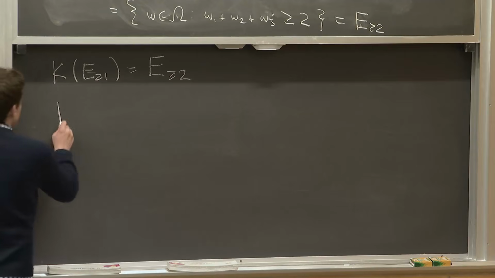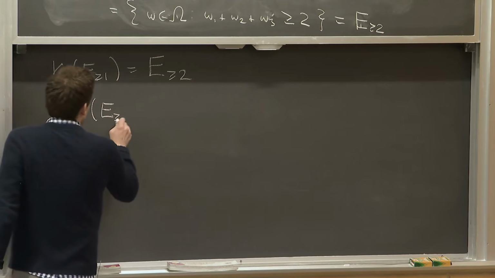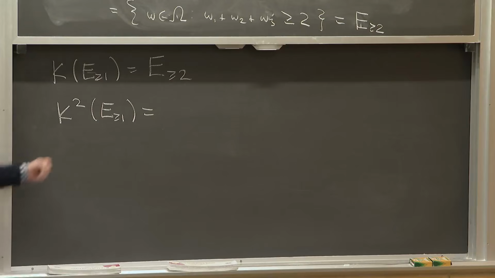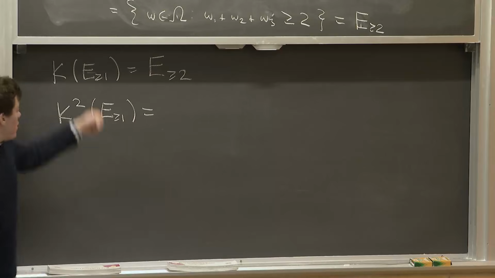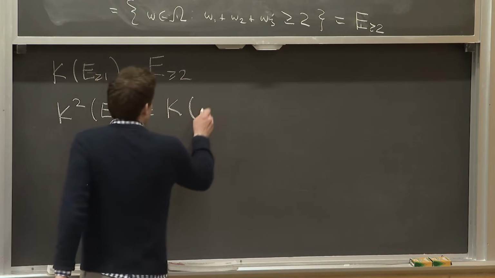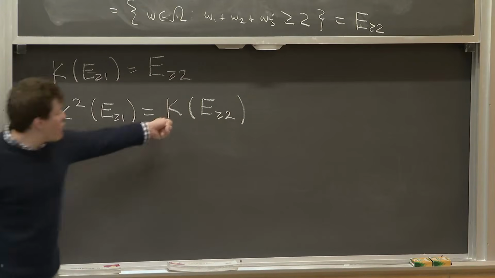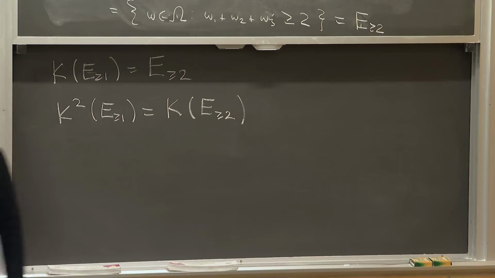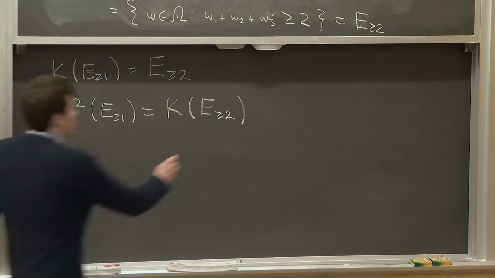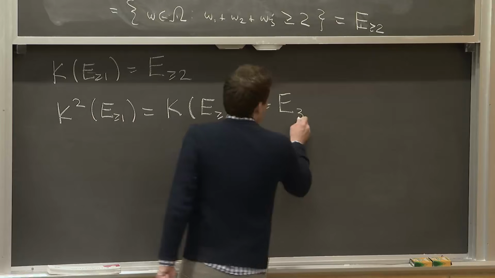And now let's ask, what is K squared of E greater than or equal to 1? This is the event that everyone knows that everyone knows at least one hat is red. Well, from what we said over here, this is K of E greater than or equal to 2. This means everyone knows that at least two hats are red. And any guesses, can we just reason through? In which states does everyone know that at least two of the three hats are red? Yeah? All three hats are red, right? So this is going to be E3.